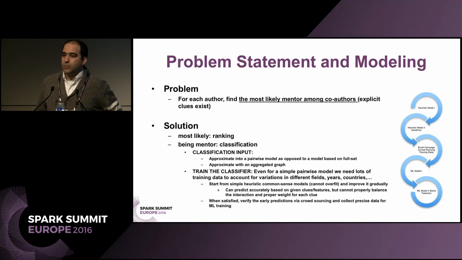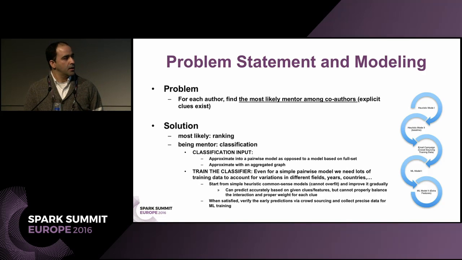The problem with heuristic models is that you can build a lot of features there. I know if I have published more with someone, he's more likely to be my mentor. If someone has also published more in my early career years, he's more likely to be my mentor. But we cannot really properly model the interaction between variables or the proper weights, because what if someone has published less but has published more in early career years? Who is the likely mentor?